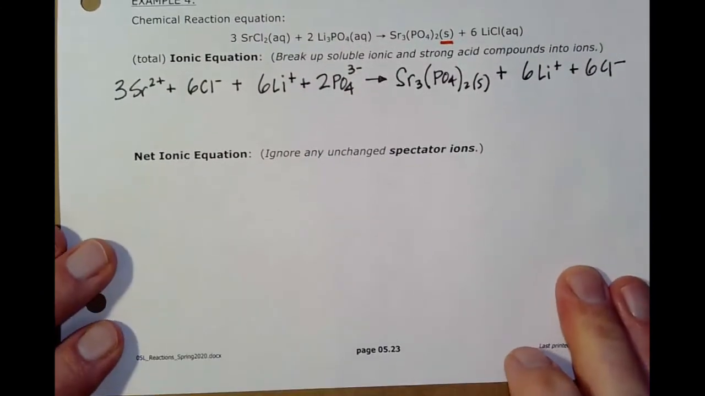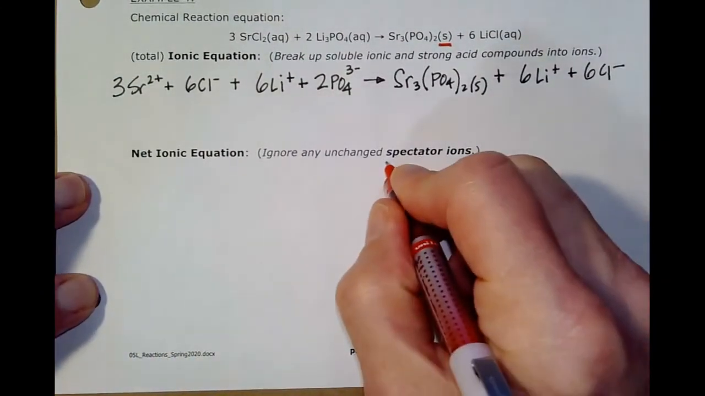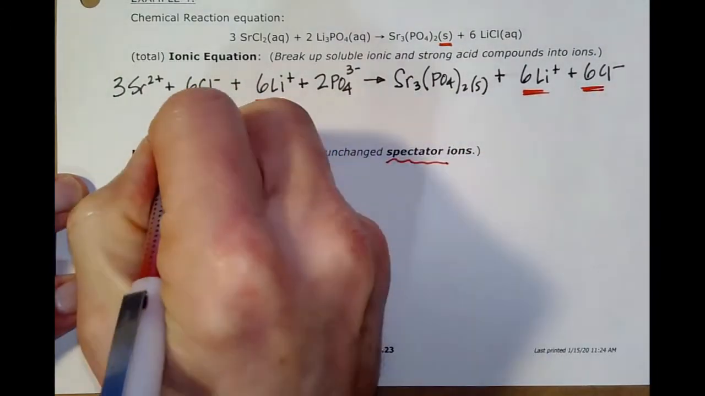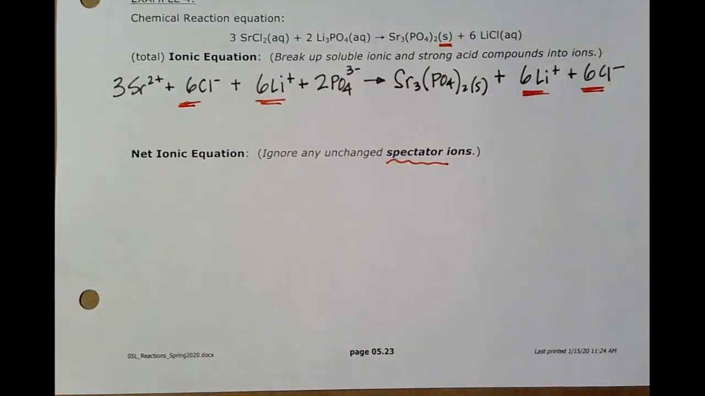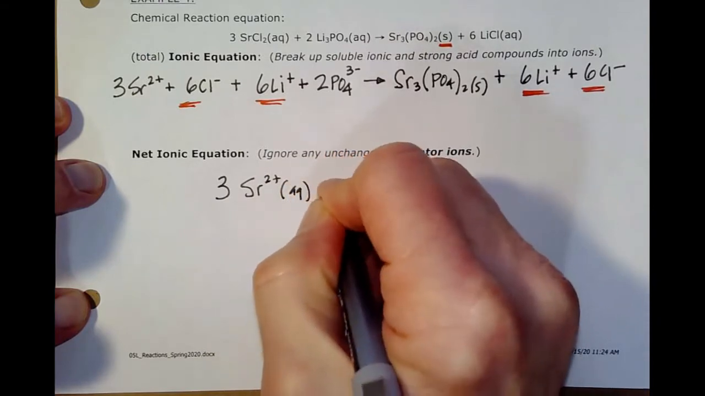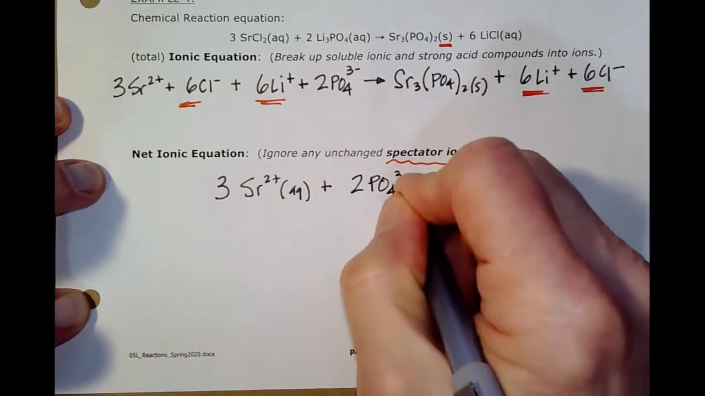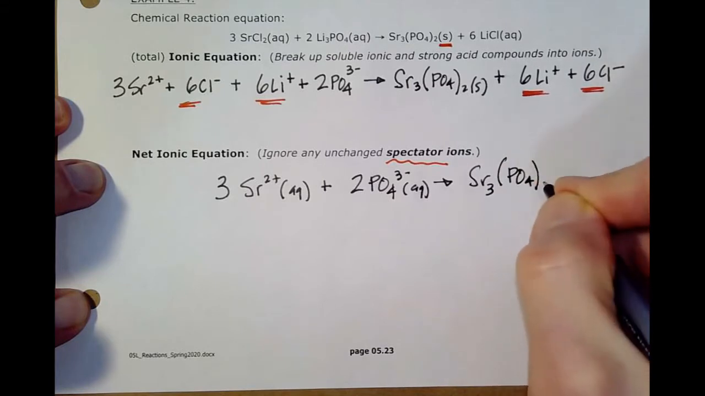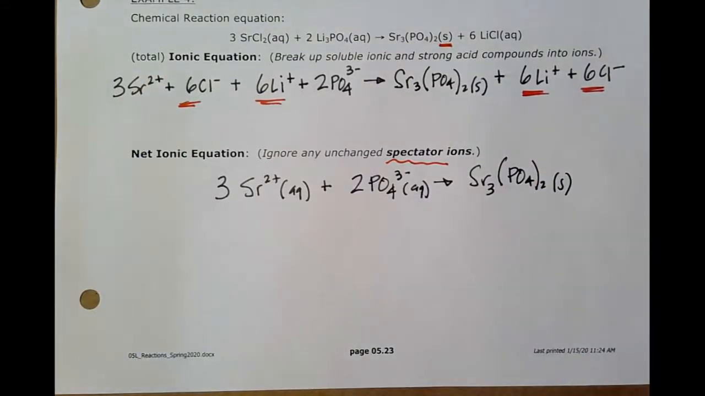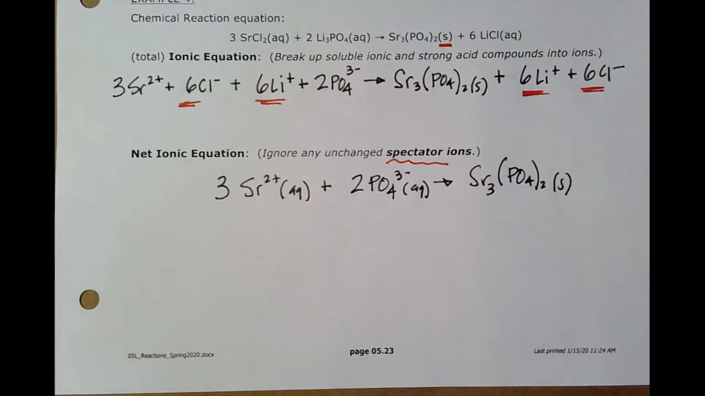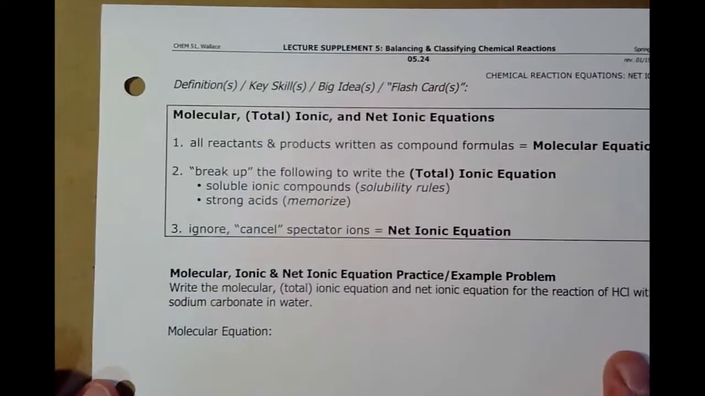Net ionic, ignore anything that's unchanged. The spectator ions. Spectator ions, spectator ions, they're just sitting on the sidelines watching. So my net ionic is 3 of the strontium ions, aqueous, plus 2 of the phosphate ions, gives me strontium phosphate solid. Now, that just makes the numbers a little weird, but it's the same exact thing. I just had to use the coefficients and think about how many ions are actually breaking off there. Okay, page 5.24, there are our rules.